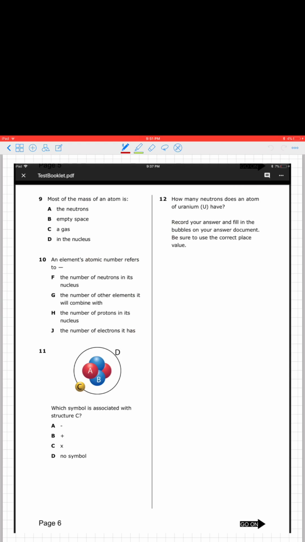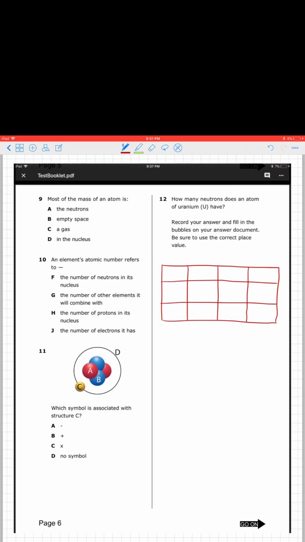Number 9. So this was actually just like the other one. Most of the mass of an atom, remember we're going to write this table and it's going to come in handy in our next question here. But the mass of an atom is found in the nucleus, right? Because if we look at our three characteristics of protons, neutrons, and electrons, we have the mass, charge, and location. So the mass for a proton was 1 AMU. The charge is positive, and it's located inside the nucleus.